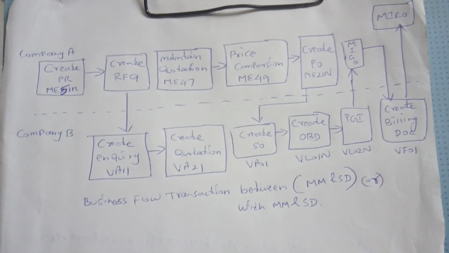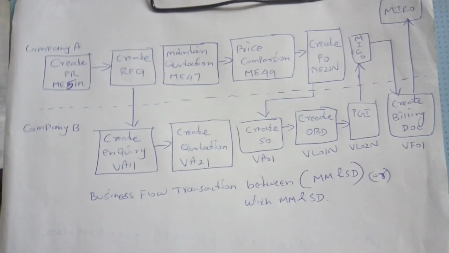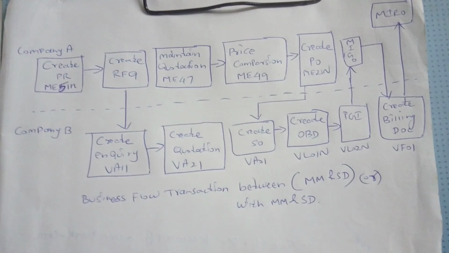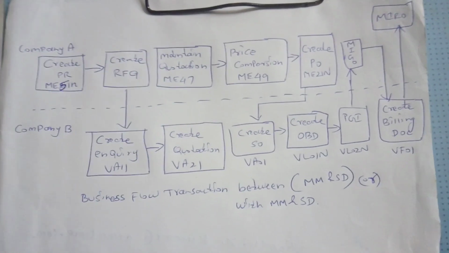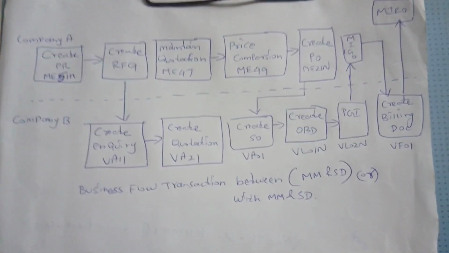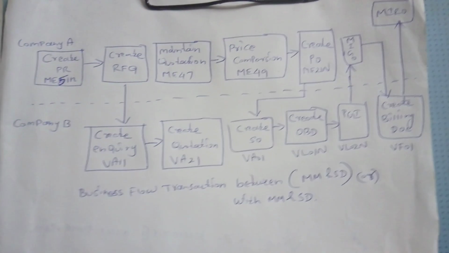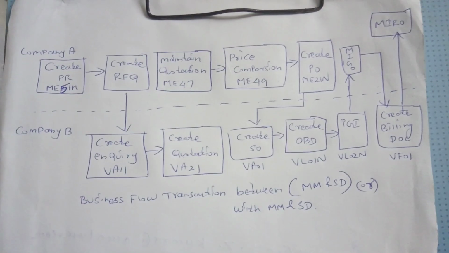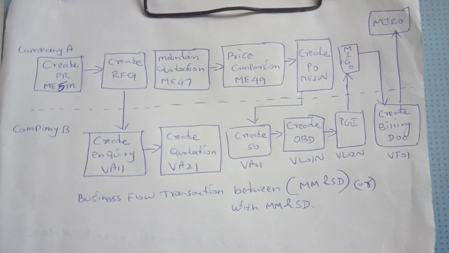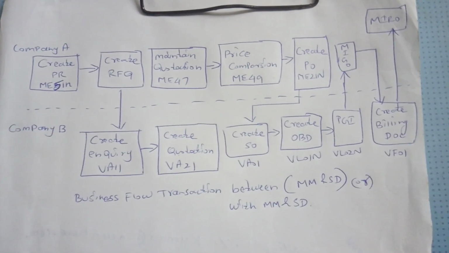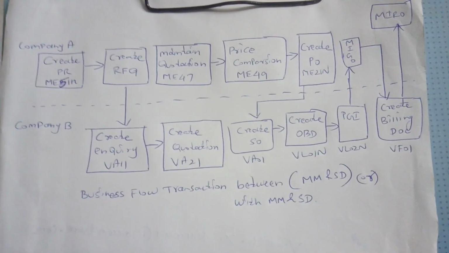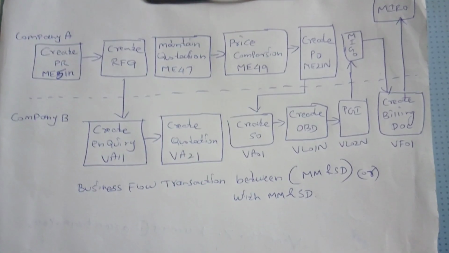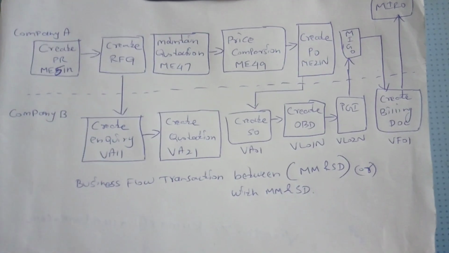Then the salesperson in company code B will analyze the request from company A. He will go through all the requirements: based on the exact price they requested, delivery date, terms of agreement, terms of payment, quantity, quality, and what they are expecting. Everything he will go through and analyze.